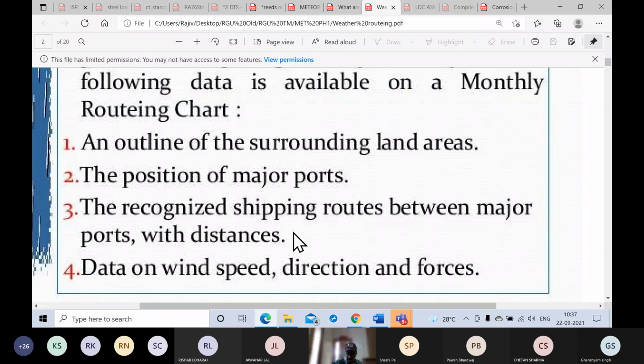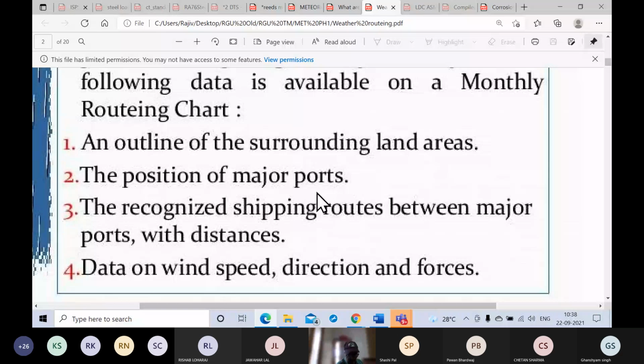See, major ports are marked here also. Of course, they are available on your navigational chart, but they are marked here also because you can plan your passage using the routing chart, and you can also have contingency plans in case you are in trouble. In case you want to seek a port of refuge because of weather, then you know where to head for. Then shipping routes, major shipping routes between major ports, with distances, of course.